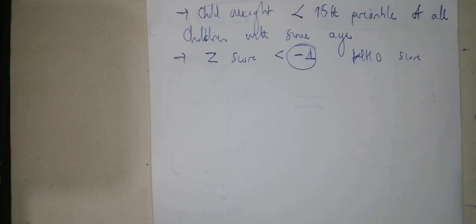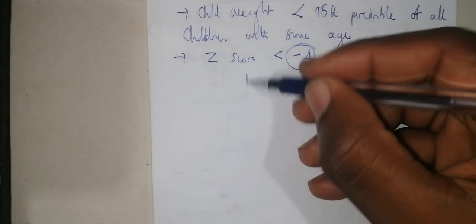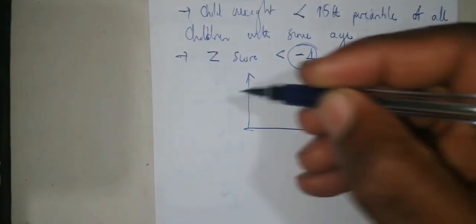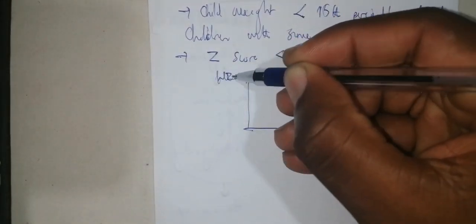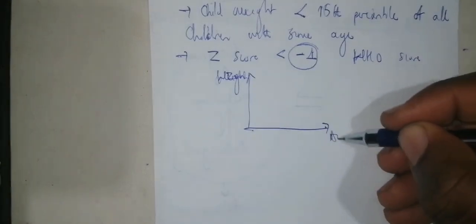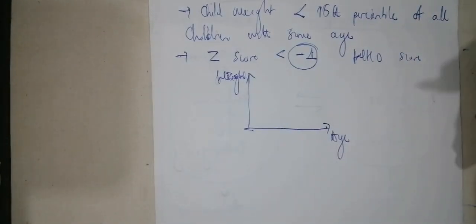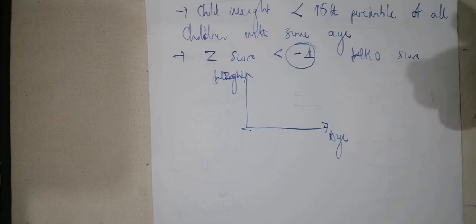You are going to consider it, and for this you are going to visualize what is called the Z score. Is this clear? And for the Z score, you use the weight for age. Is it clear? Use the weight for age, and then you visualize it is less than the 15th percentile for that weight for age. Then it's defined as undernutrition.